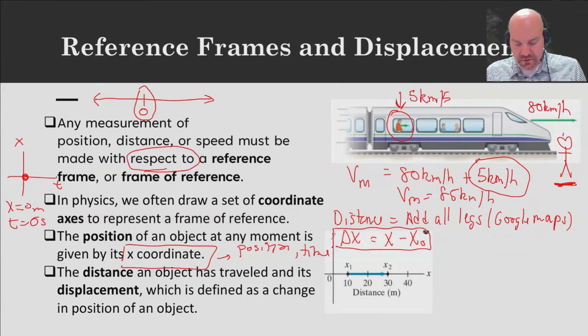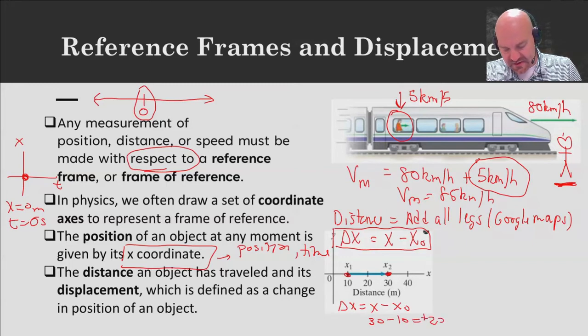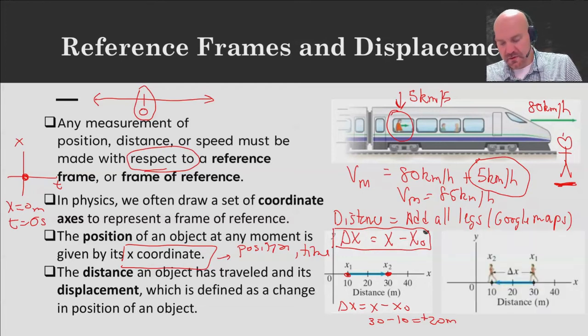Now, real quick, some quick examples. If the question asks what is the distance traveled, the distance traveled is going to be 20 meters. But if I'm finding the displacement, I'm going to do delta x equals x minus x0. My final position is 30, my initial position is 10, so I do 30 minus 10, and my displacement is a positive 20 meters.